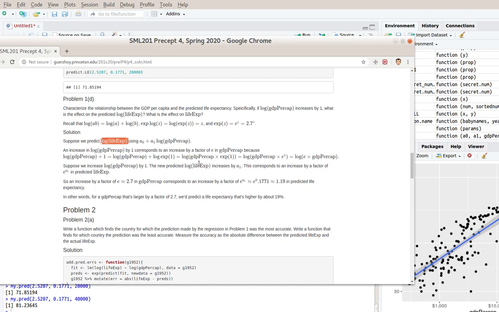Okay. So what does it mean for log life expectancy to increase by A1? It means that we're multiplying the predicted life expectancy by E to the power of A1. You can check. And now we can see that an increase by a factor of about 2.7 in GDP per capita corresponds to about a 20%, 19% increase in predicted life expectancy. Okay? So that's like that.